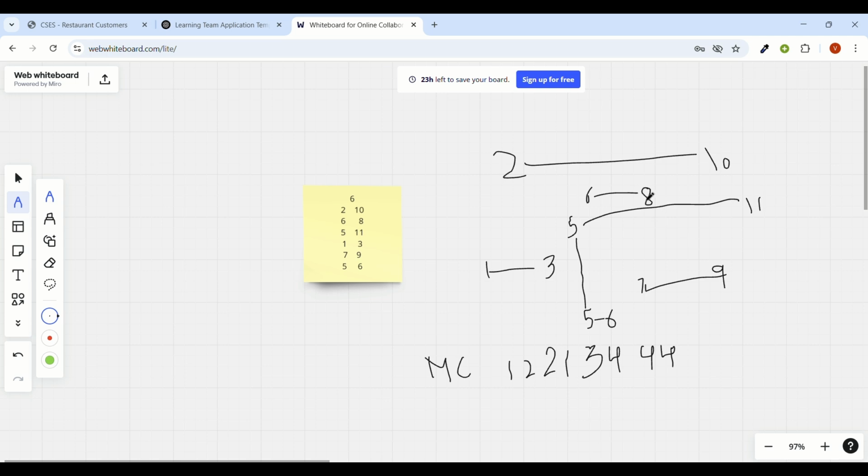But at time 9, this customer left at time 8. So at time 9, we are having 3 customers. Then at time 10, this customer has left at time 9. So at time 10, we are having 2 customers.